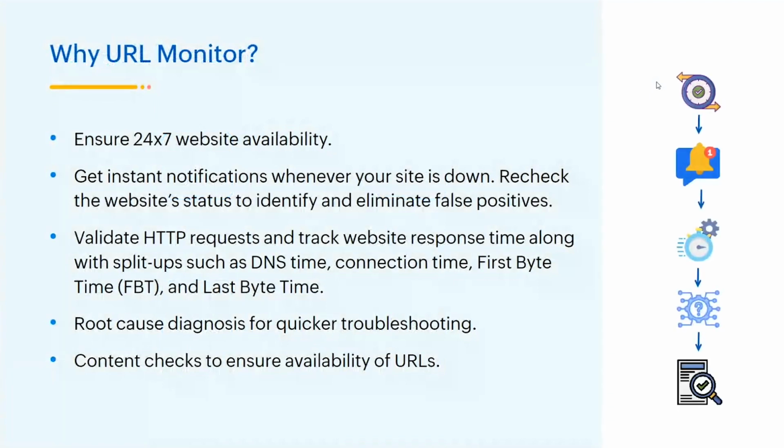To prevent problems like this, you can use Applications Manager's URL Monitor. You can ensure the 24/7 website availability with our URL Monitor, since it acts as a continuous URL monitoring service that keeps constant watch over a specific URL or a web page. It also helps verify the availability of specified addressable standard HTTP and HTTPS URLs. You can use it to easily monitor your website's availability to get instant notifications whenever your website goes down. You can even recheck the website's status to identify and eliminate false positives.